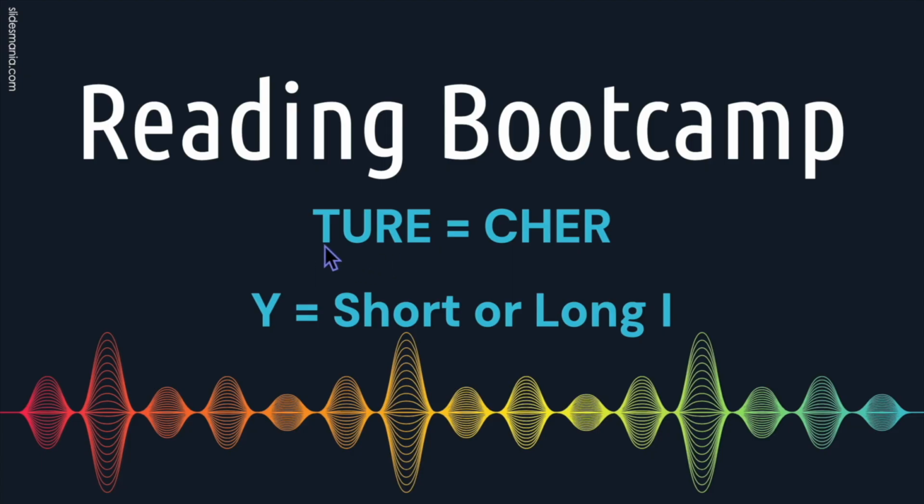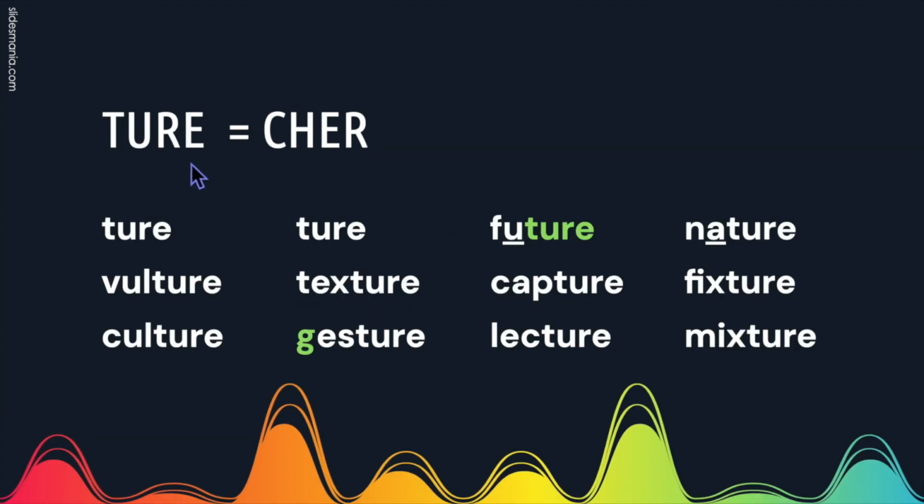We're going to learn how this suffix sounds like TURE and when Y has a short I versus a long I sound. Even though this is spelled T-U-R-E, it sounds like TURE because the sound TURE is hard to say. So this is TURE, TURE. This U will be long. Future, nature, vulture, texture, capture, fixture, culture.